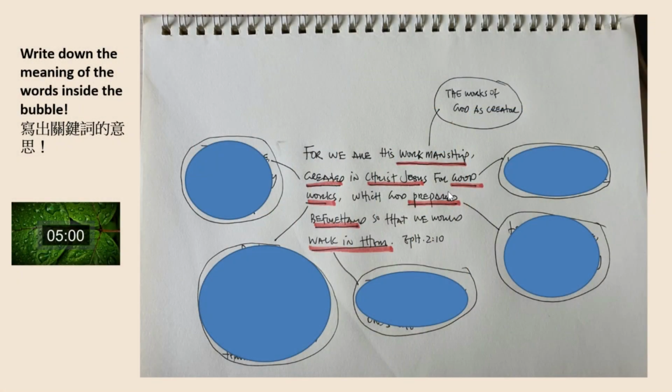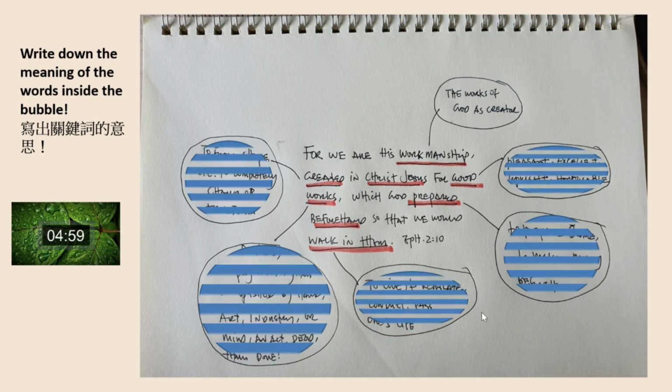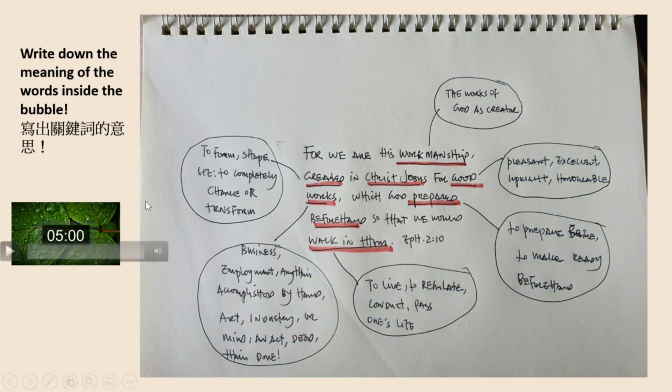Okay, so now you have looked up the meaning of these words. So it should look something like this, that you will be able to see all these words here that I have for all these keywords. I have pleasant, excellent, to prepare and to make beforehand. And also here, created means we're shaped and transformed. So it's a process that we are all being shaped and transformed. Workmanship, God being a creator.